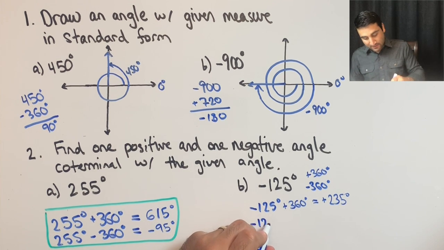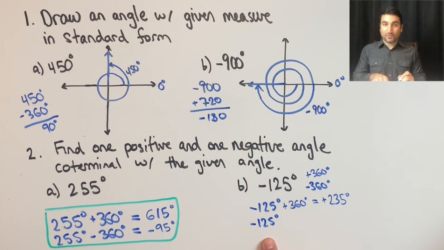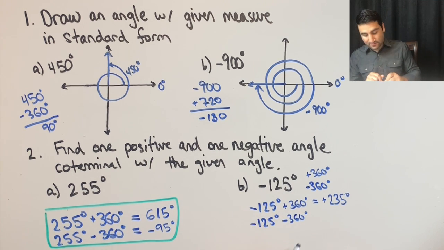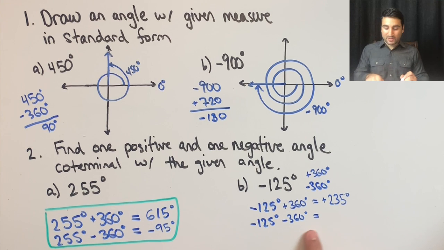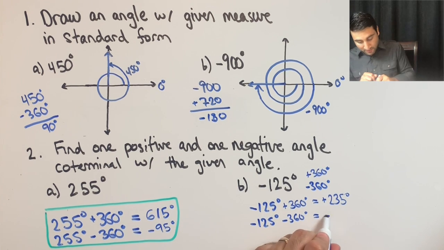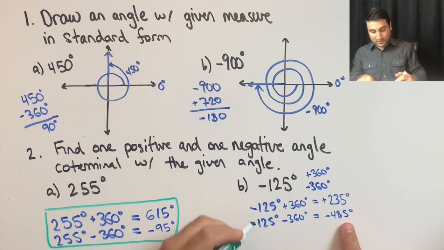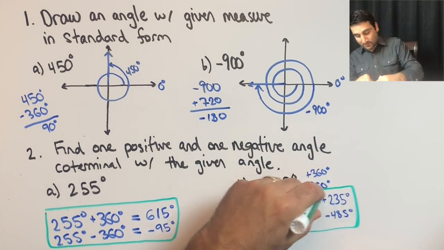And again, if we take our original angle and subtract 360 degrees, we will be left with the negative coterminal angle equivalent to our starting angle, negative 485 degrees. So this would be our answer.